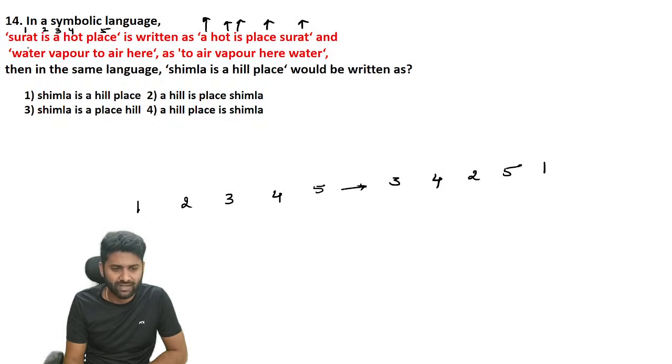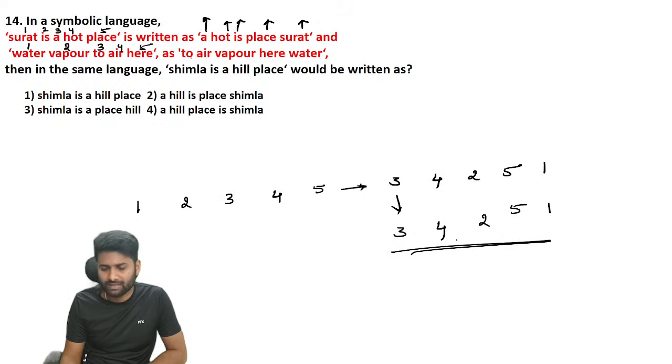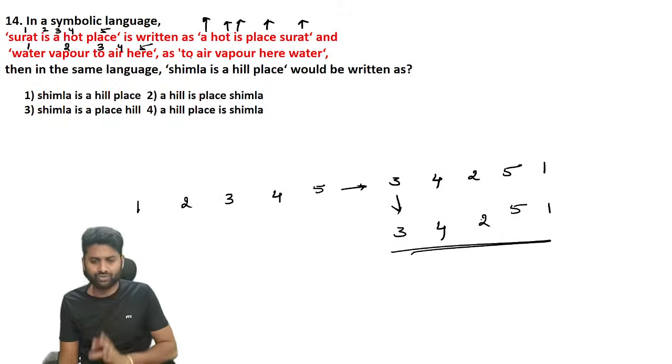Let's verify the second one. Again 1, 2, 3, 4, 5. If you check here, the first one is 2, represented as 3. Again, yes, the third position word. Air is again 4. Okay, 3, 4. Vapor is again 2. Here again this is 5. And water is 1. So here they are coded with the same positions.